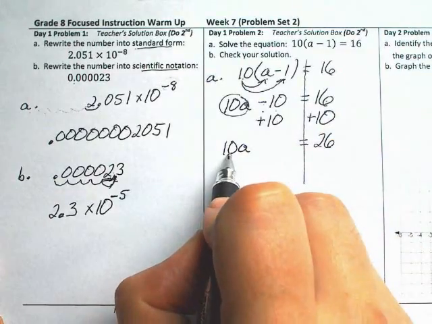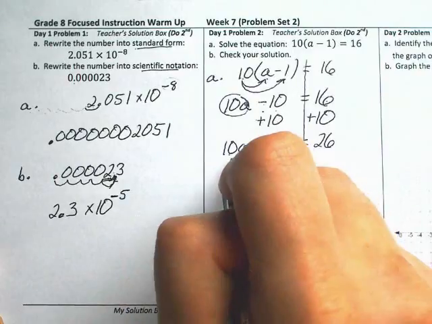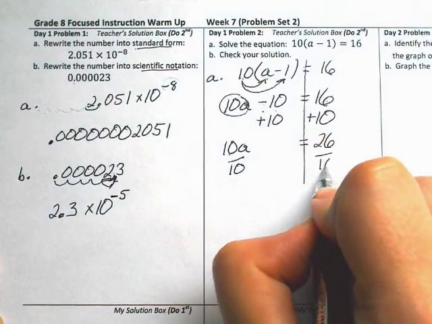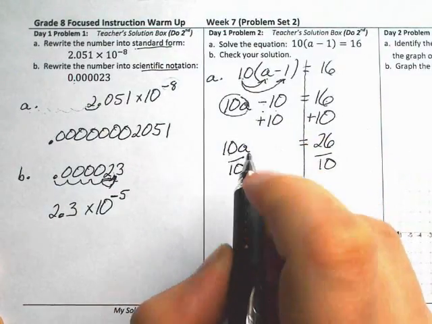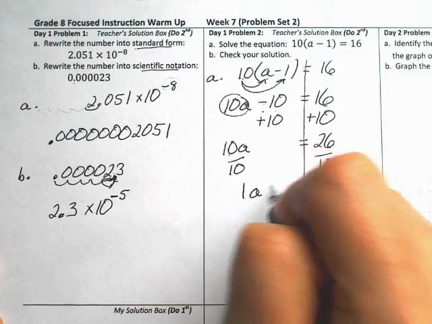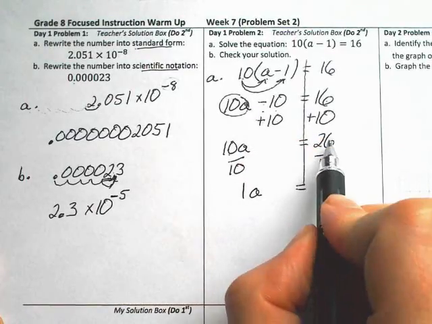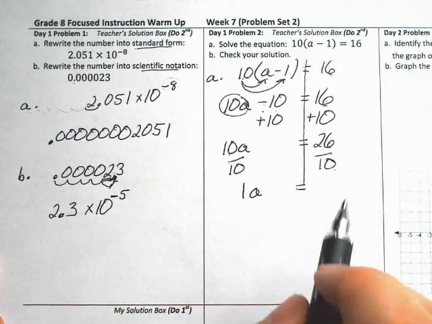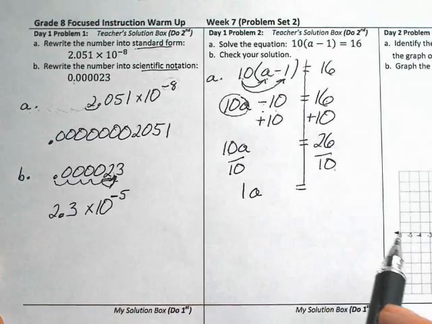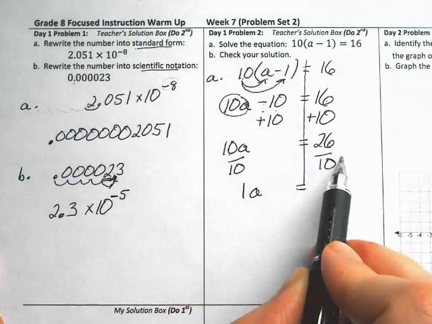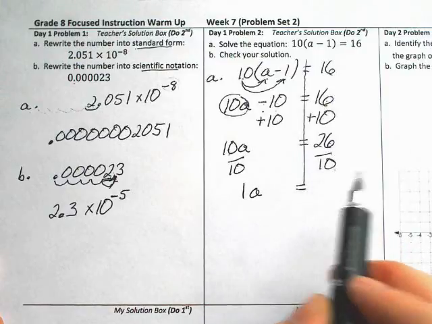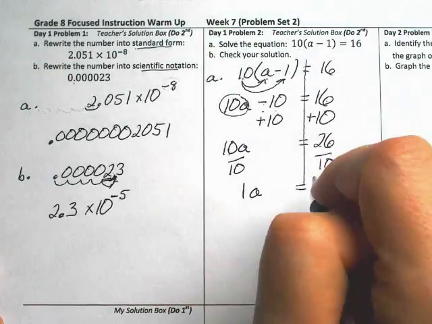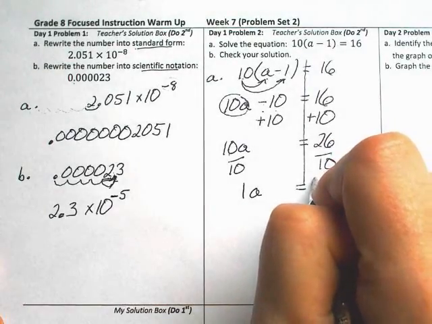Now I'm going to remove the coefficient 10 from in front of the a using division. Divide by 10, divide by 10. 10 divided by 10 makes 1a, and that is equal to whatever 26 divided by 10 makes. Now 26 divided by 10 could be written as a fraction, or we could use long division and figure out 26 divided by 10 as a decimal. It doesn't matter which is done. The fastest thing to do is probably to leave it as a fraction.